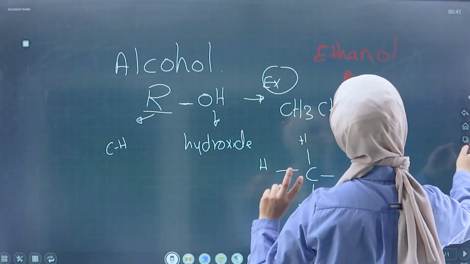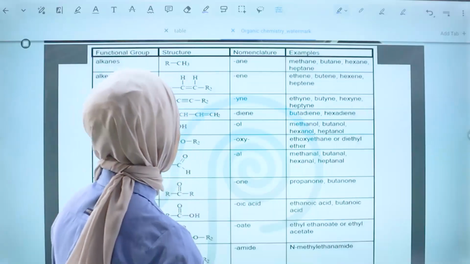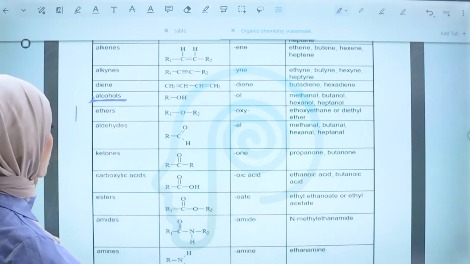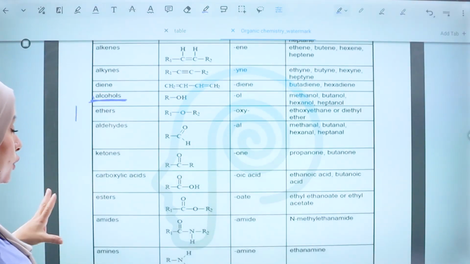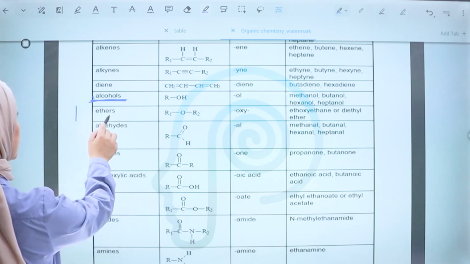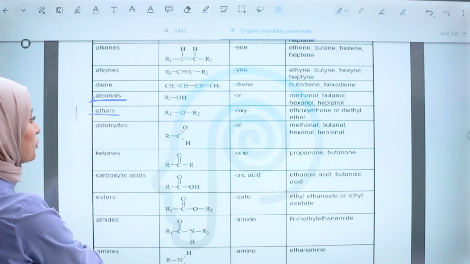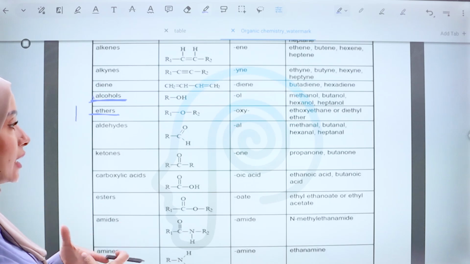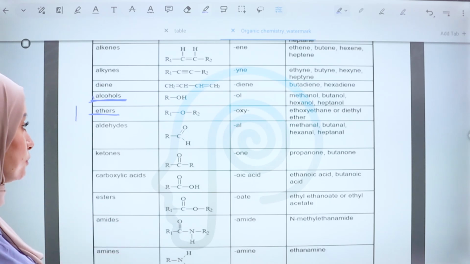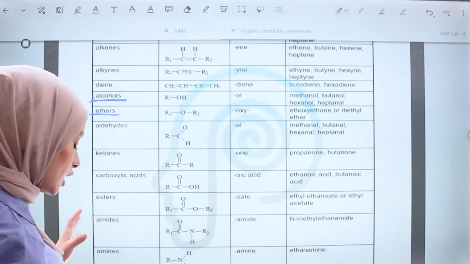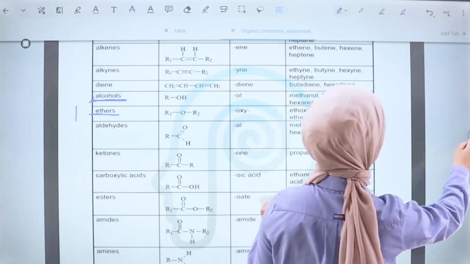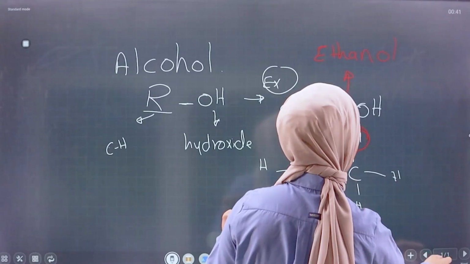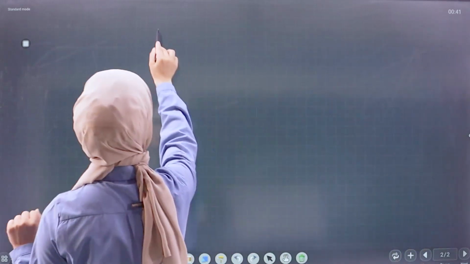Let's move to the next one, which is ethers. Okay, ethers. When do we say that I have an ether? Ether actually is so easy. You see, I will open here a new page and I will write here the ethers.